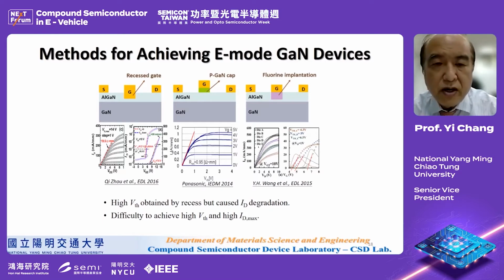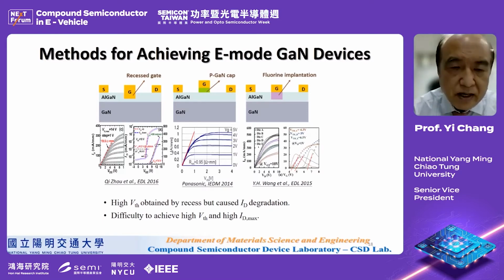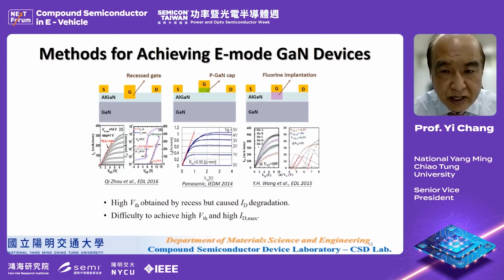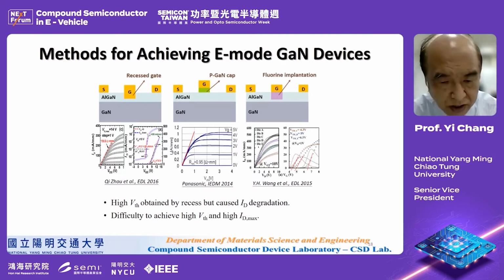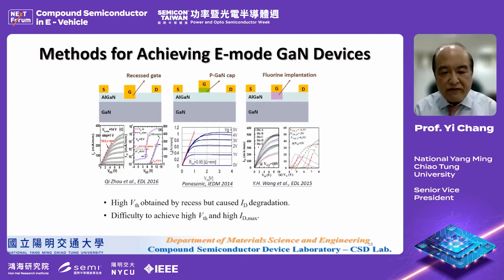And to achieve VTH higher than 3 volt, usually for the E-mode, we have quite a few approaches in the past, which include the recess gate, the P-GaN, and fluorine implantation. All of these give you a positive VTH, but VTH must be high enough to prevent accidental turn on.